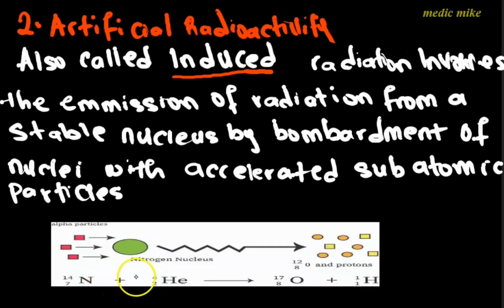Here is an example of artificial radioactivity whereby a stable nucleus of nitrogen is being induced by accelerated bombardment of helium particle, and it gives oxygen and hydrogen. This is a typical example of artificial radioactivity. Elements that undergo natural radioactivity are elements that have atomic number above 84 in the periodic table. So any element that is below 84 is likely going to undergo artificial radioactivity, if it is to undergo any radioactivity at all.